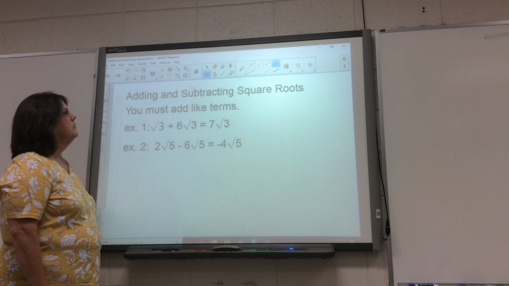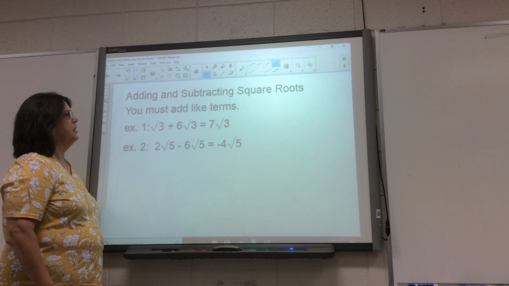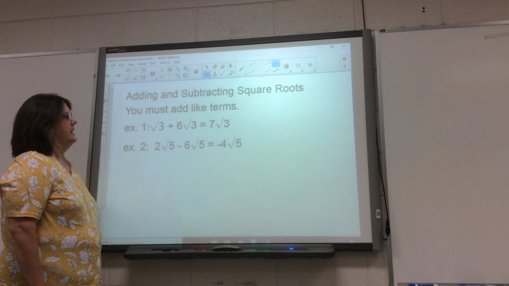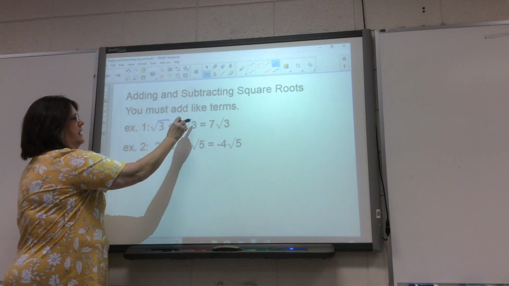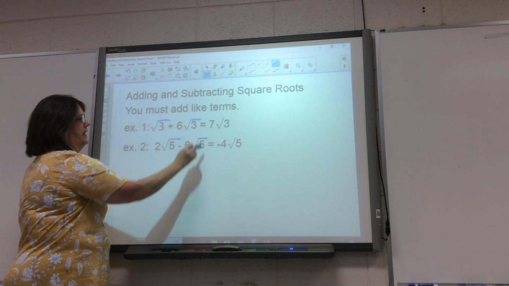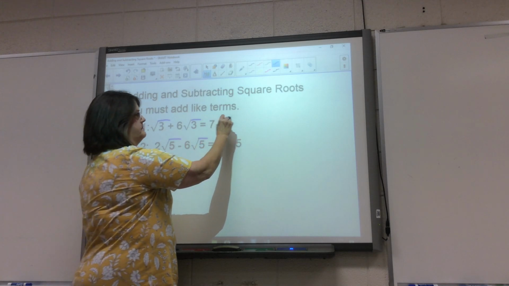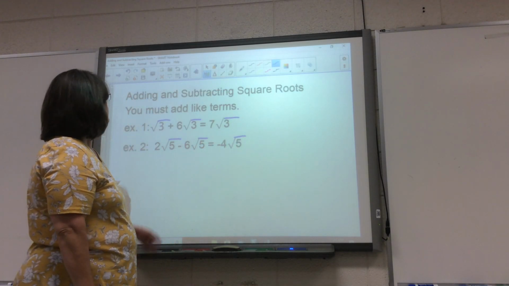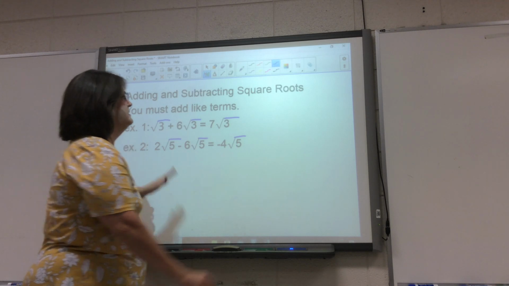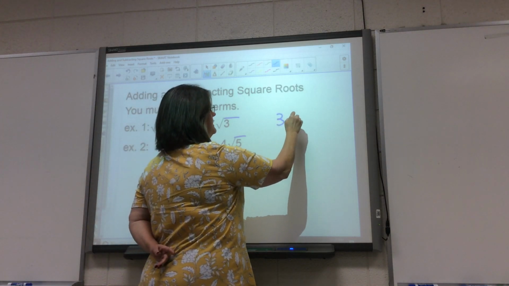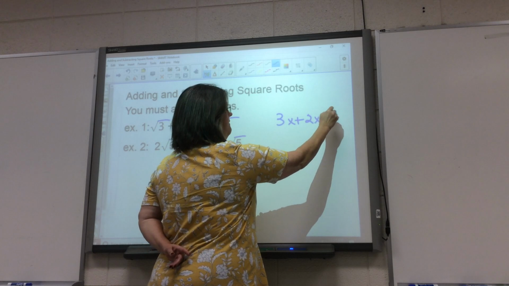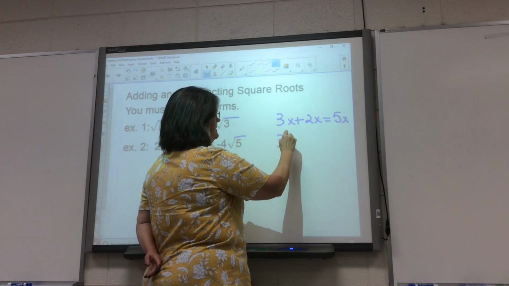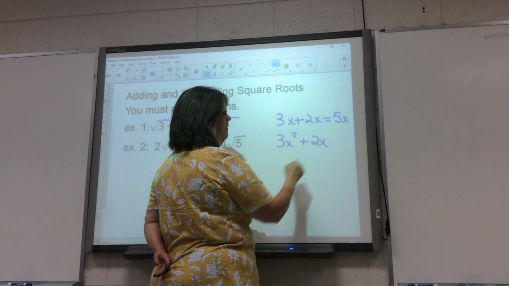Now, we're going to look at adding and subtracting square roots. You have to be able to add like terms. They have to be like in order to be added. Sorry about this, my math tools are missing. They no longer exist on my smart board. All right, so just like I add 3x plus 2x and get 5x, I add like terms. I cannot add 3x squared plus 2x, however.